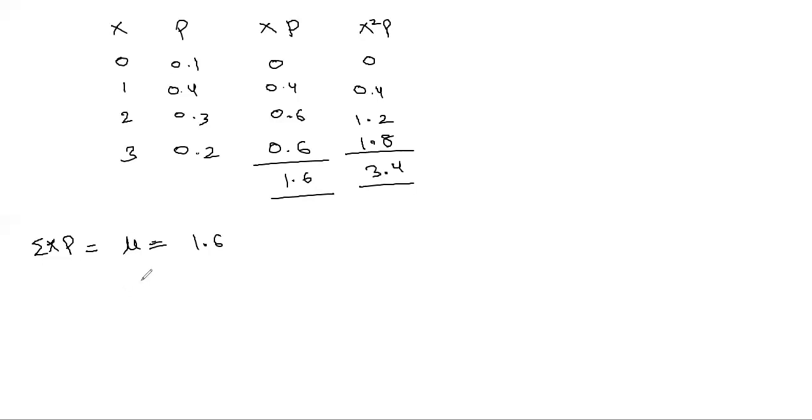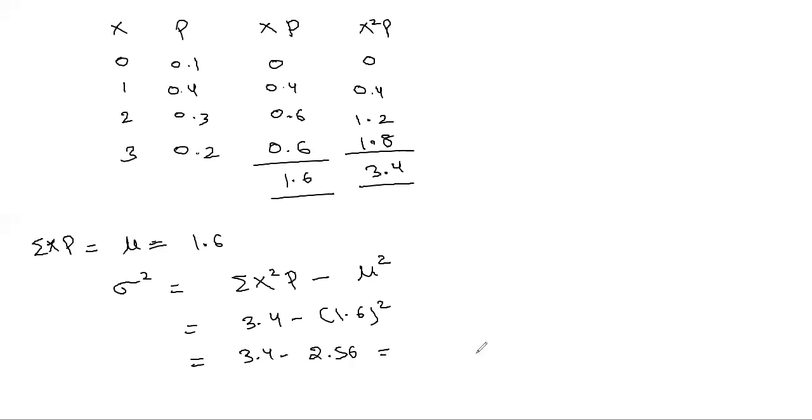So the variance of this PD, as we discussed, the formula is the sum of x square p minus the square of the mean. So it should be 3.4 minus the square of 1.6. So it should be 3.4 minus 2.56, or the answer should be 0.84. This is the variance. If SD needs to be calculated, it should be the square root of 0.84, because it is sigma. Okay.